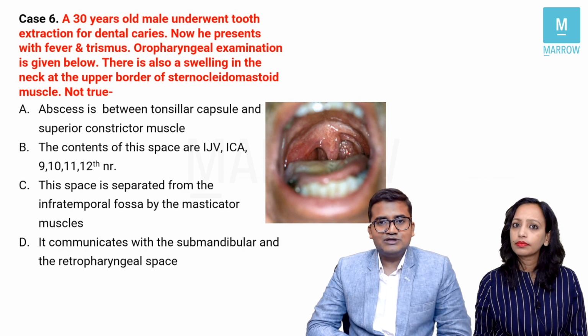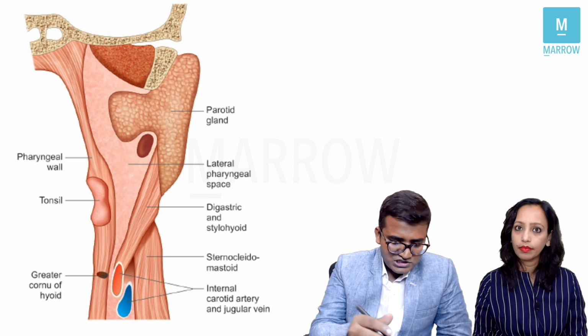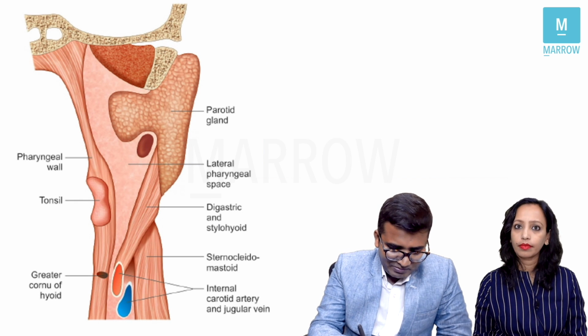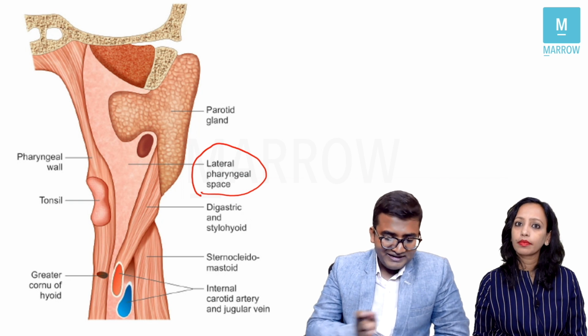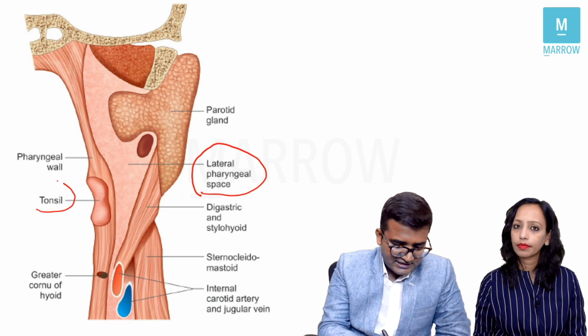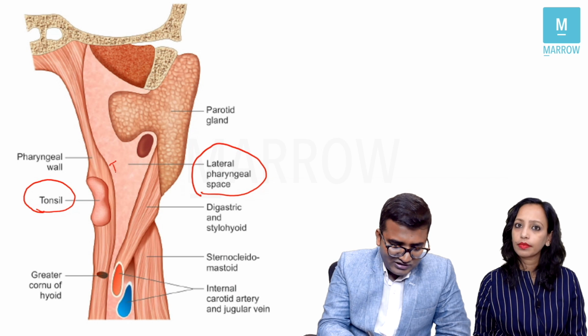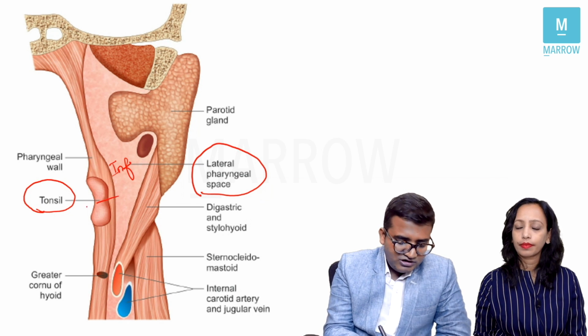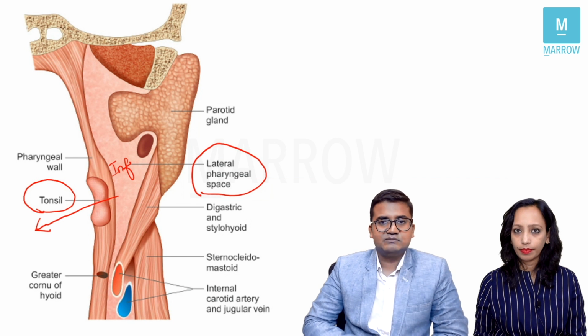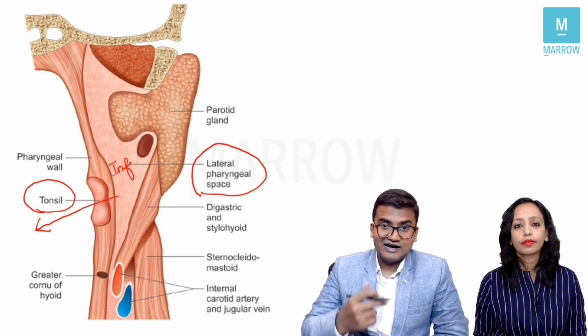Now that can be due to two causes. Just now we saw this in the diagram, no? Now this is the parapharyngeal space or lateral pharyngeal space. On the medial side of this, we have the tonsil. Now, if there is any infection in the parapharyngeal space, what will happen? The tonsil will be moving medially. Yes, that is number one. Now, we also have another case.